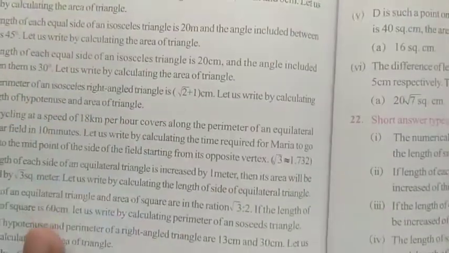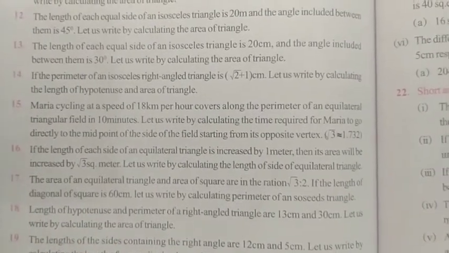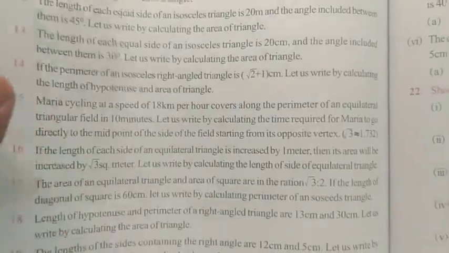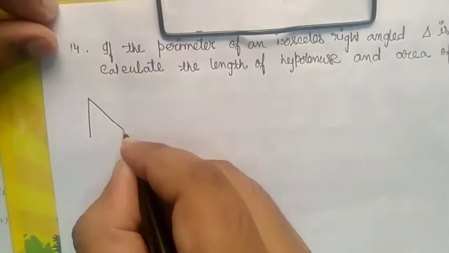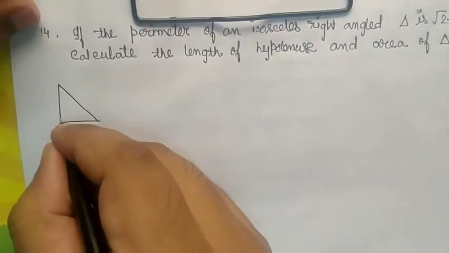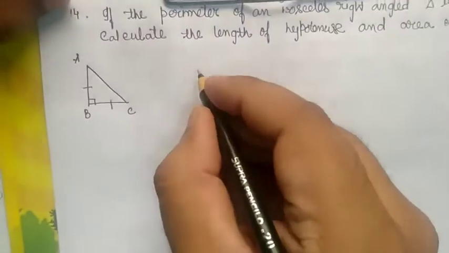In this chapter, the isosceles right angle triangle sums are very important for our exam and for our concepts also. So first of all, we have to draw a triangle like this one. An isosceles right angle triangle means this is 90 degree, this is the hypotenuse, triangle ABC, where these two sides are equal.